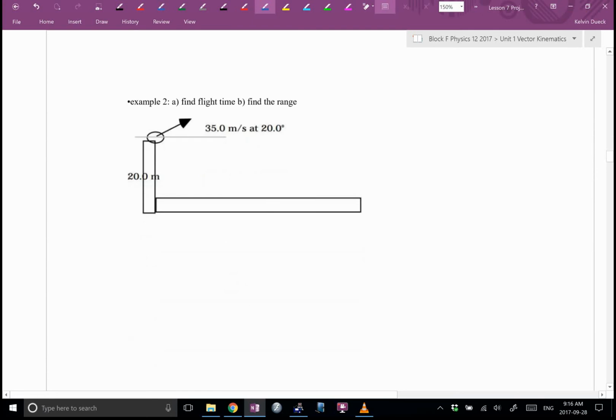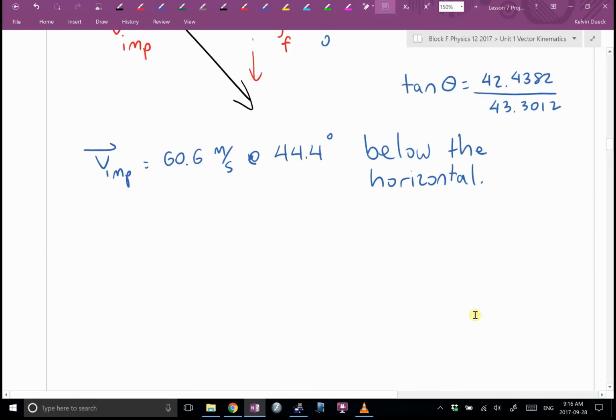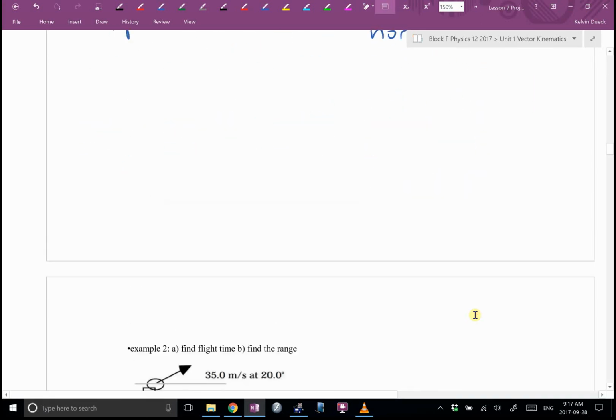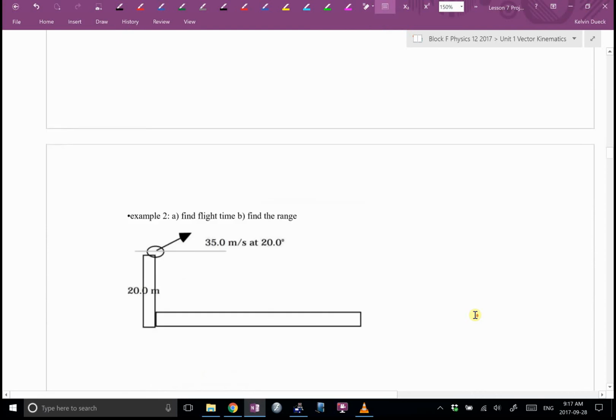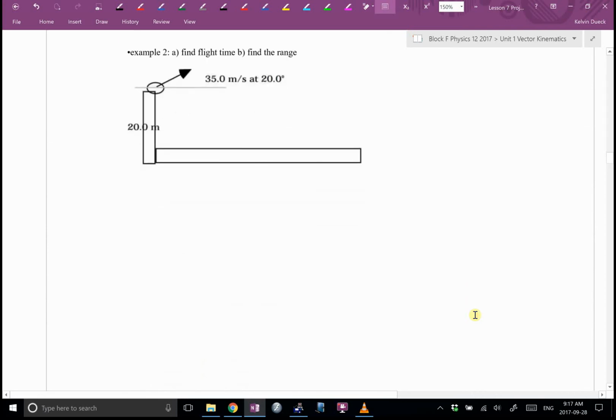Example 2. Find the flight time, find the range. Let's walk through our... Am I wrong, Kieran? No? Oh, I thought you were looking like you had a question. No? Flashcards are good there? Test coming up? Okay.